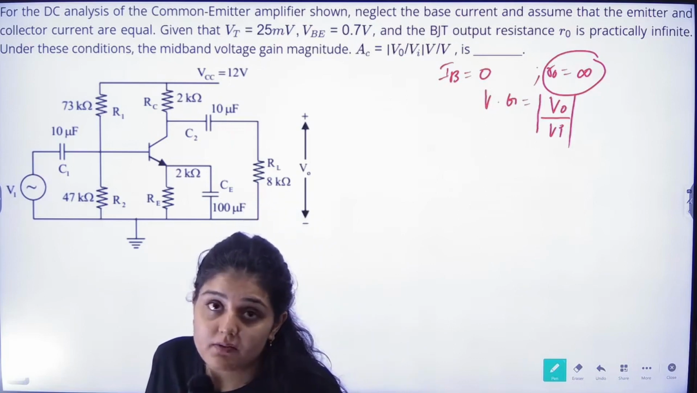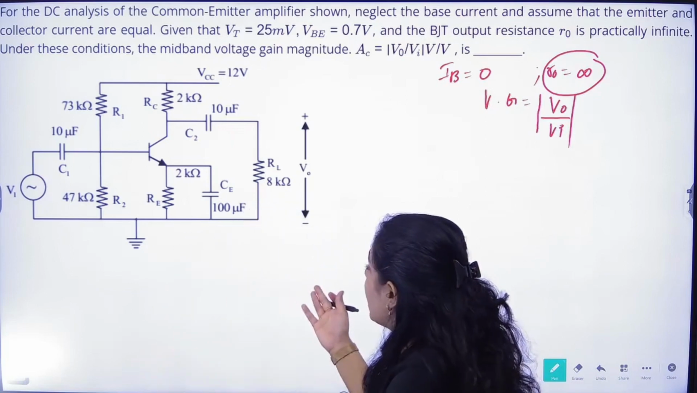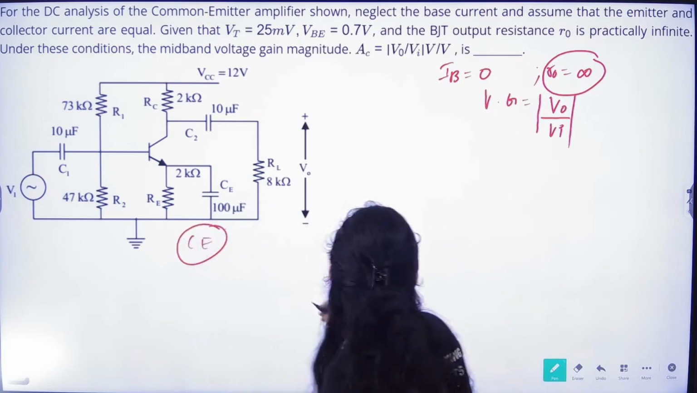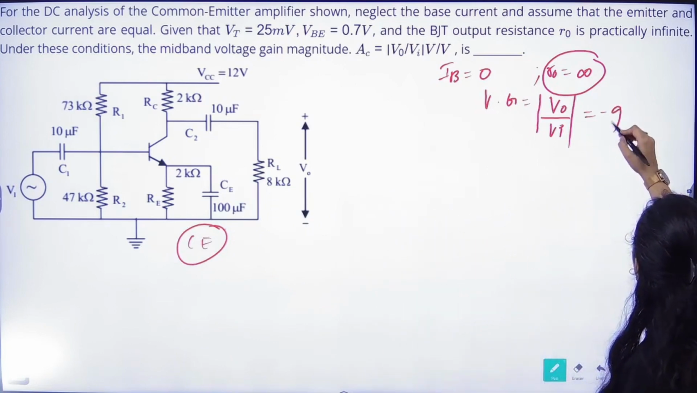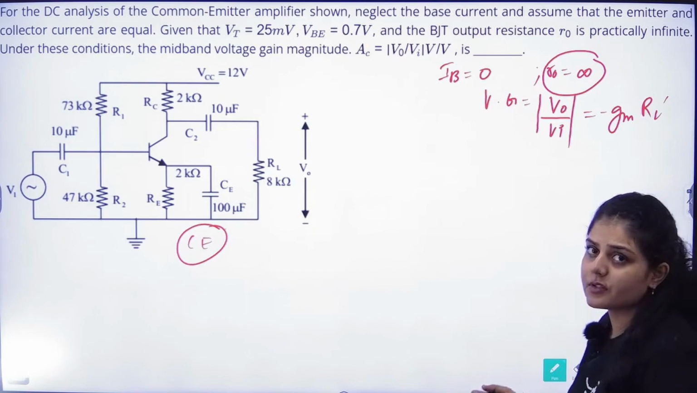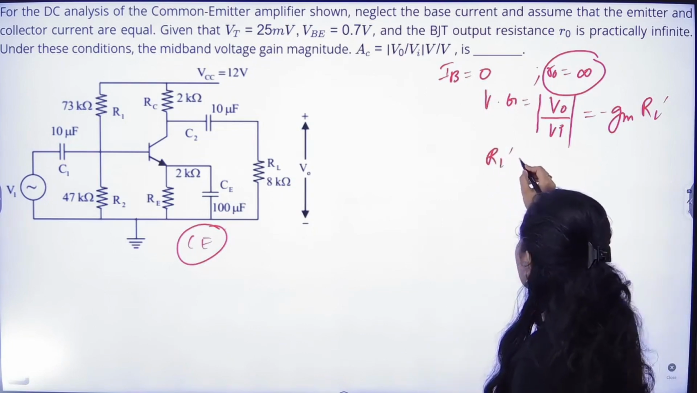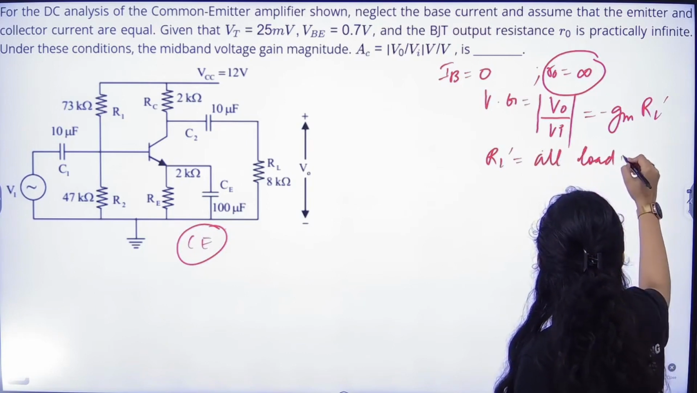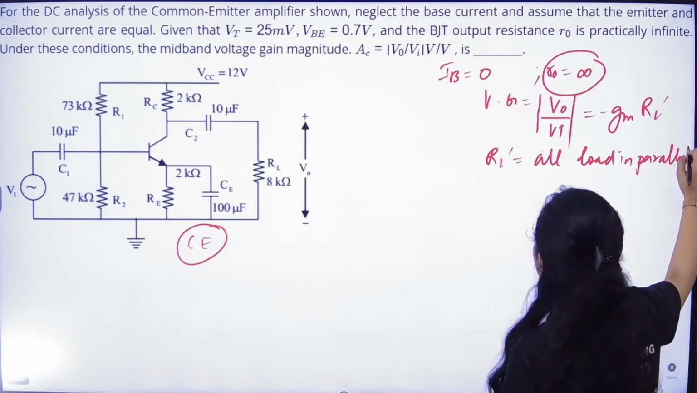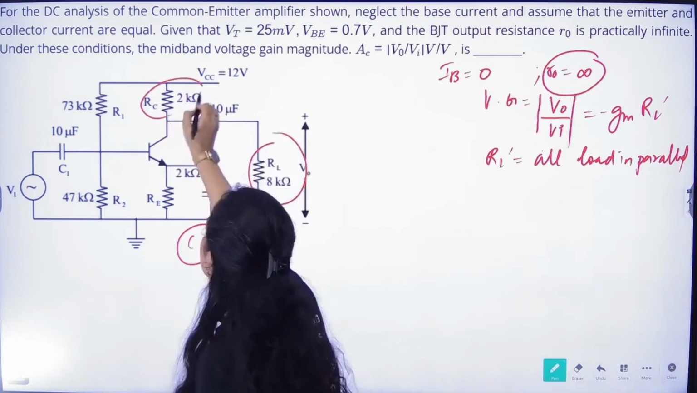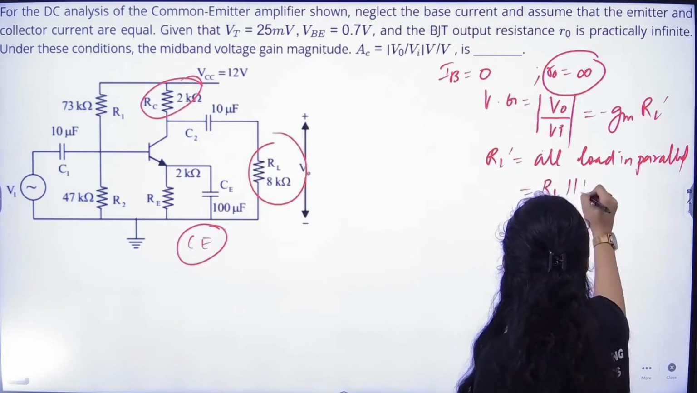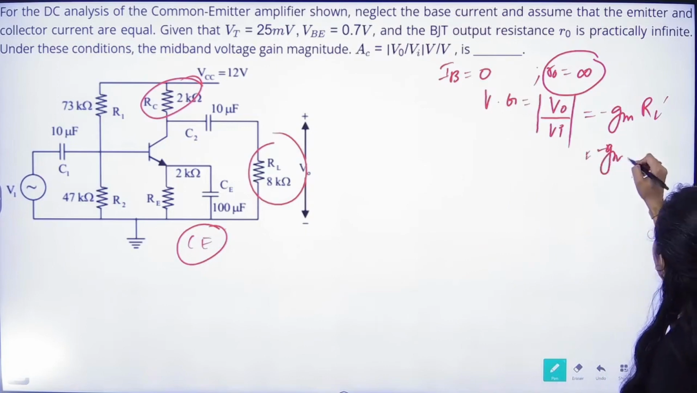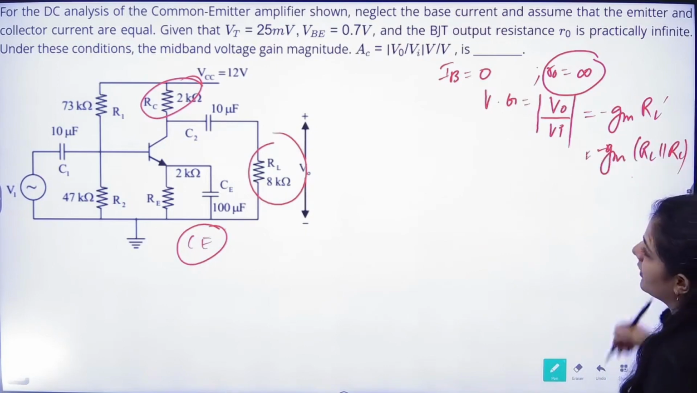Now the configuration is given to us. It is common emitter. So common emitter gain is equal to minus GM RL dash, where RL dash is basically all the load resistances in parallel, as in the first question. Here we can see RL and RC. So RL parallel with RC. So our gain will be equal to minus GM RL parallel with RC, right?